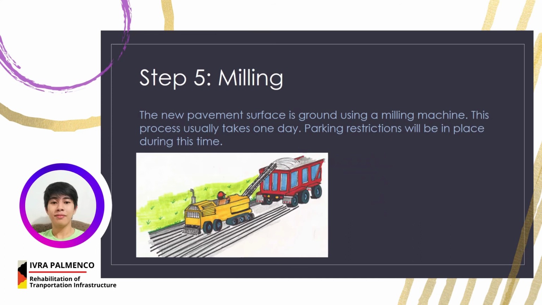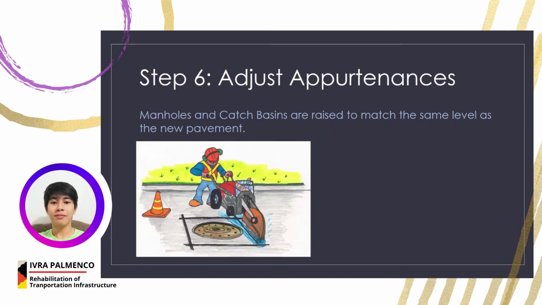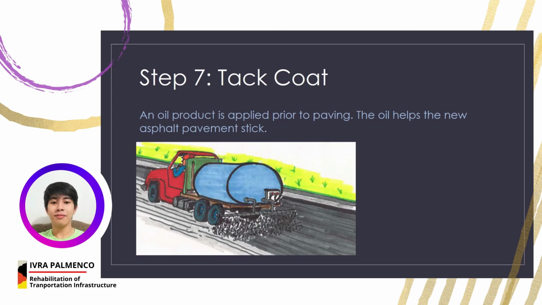Once the concrete has dried, the surface is then smoothed or flattened by the use of a milling machine or vehicle. Parking restrictions are also placed during this time in order to prevent delays or complications during the milling process. Existing manholes and catch basins are then raised in order to match the same level as the new pavement. An oil product is then applied prior to paving. This oil helps the new asphalt pavement stick to the surface of the new concrete.